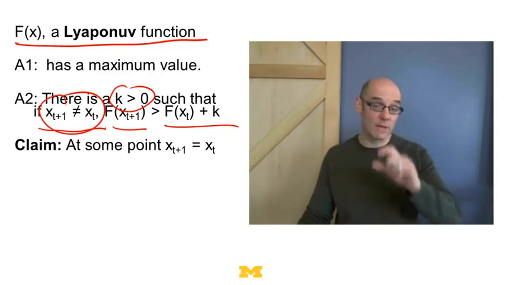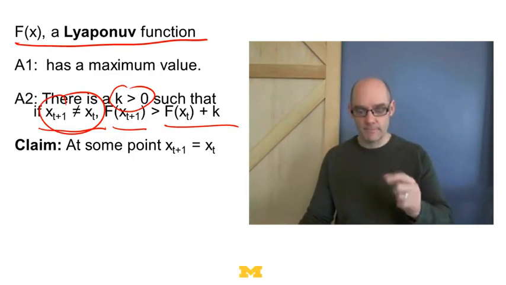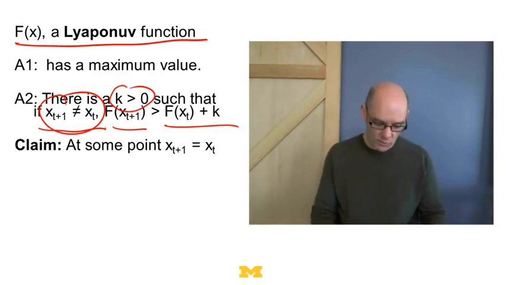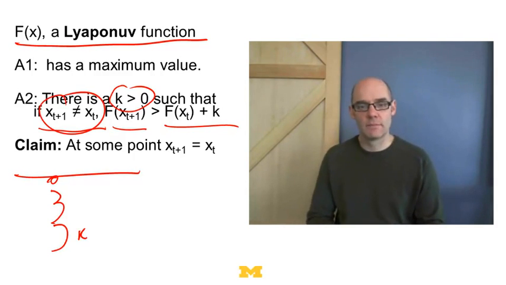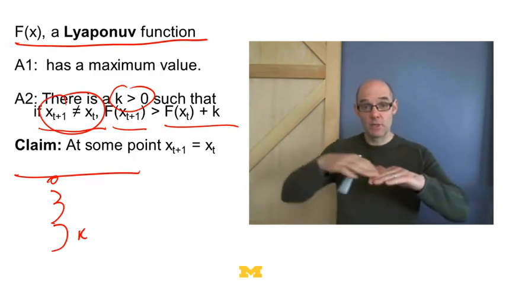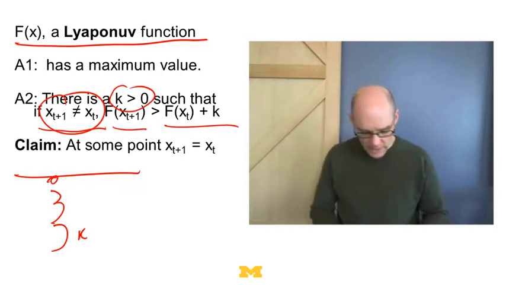It doesn't always have to increase by exactly k. It can increase by more, but it's got to increase by at least k. If those things hold, so it's got a maximum, and you're always increasing by at least some amount k, then at some point the process has to stop, because if it didn't stop, it would keep increasing by k and go above our maximum. That's the theorem.